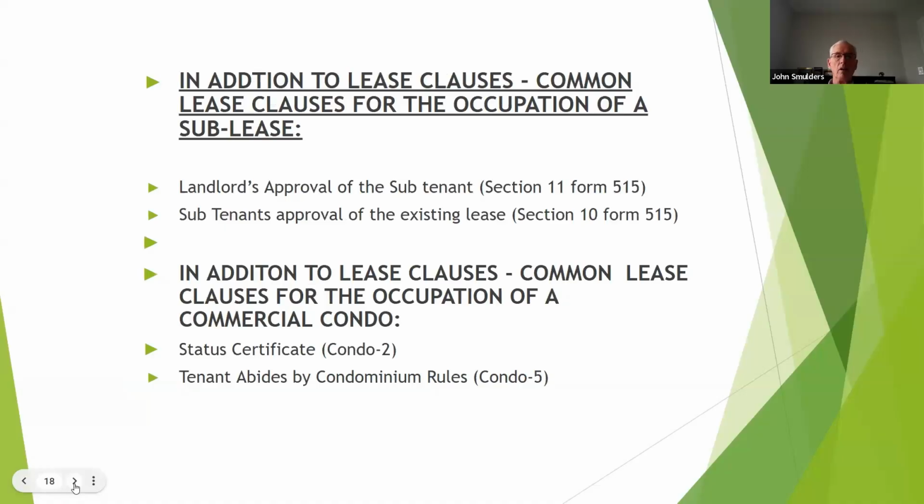That's for office space. For subleases, you're going to need a landlord's approval of the subtenant, and that's already pre-printed on Form 515. And the subtenant's approval of the existing lease is already in Section 10 of Form 515. The reason I'm showing you this is we see this a lot: for a sublease, the OREA Form 515 already has these two clauses pre-printed in Section 10 and Section 11. So you don't need to have them in Schedule A. Okay.